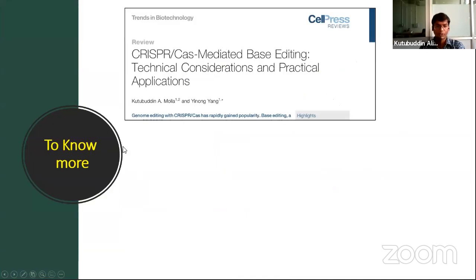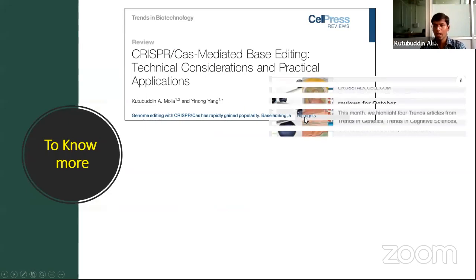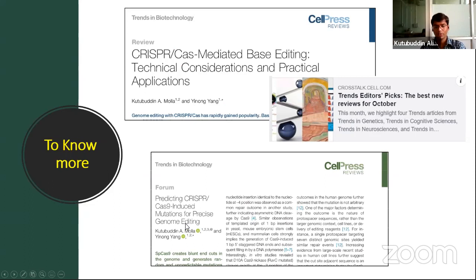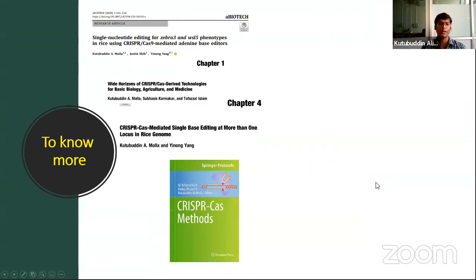Okay, so if you want to read more about this base editing, you can go to our review article that we wrote for Trends in Biotech about different technical considerations and practical applications. And this has been selected as the best review from all the Trends journals for that issue. And we also wrote another article for predicting what kind of indels would be generated by using CRISPR-Cas9, that you could consult. And if you want to read the story of that zebra 3 and WSL5, this is a freely accessible, published one.